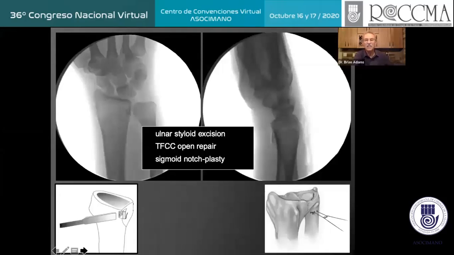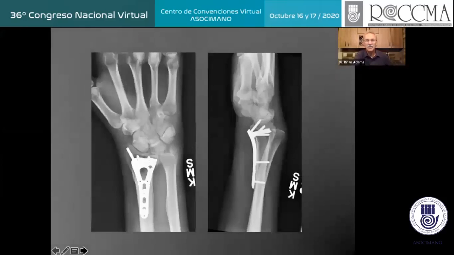So what was done in this case is a combination of the styloid excision, an open TFC repair directly to the fovea, and a notchplasty. So in this case, again, it can all be done through a limited exposure and restore the anatomy.